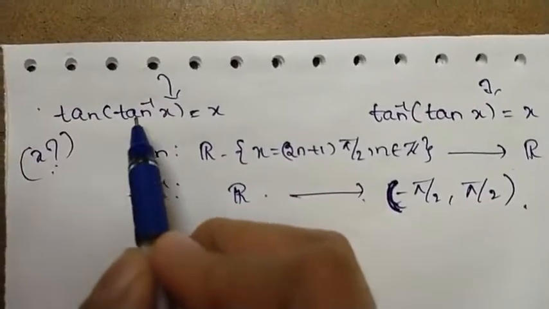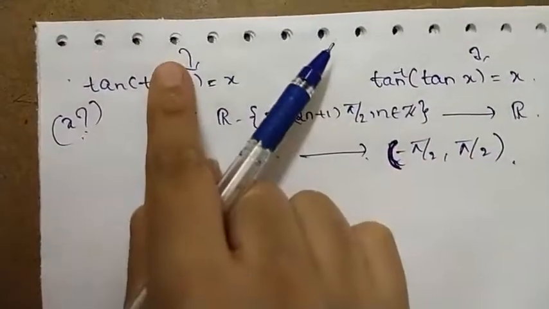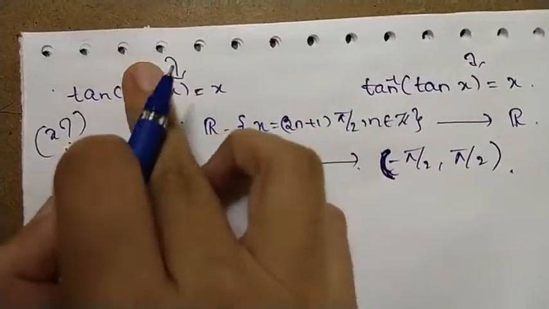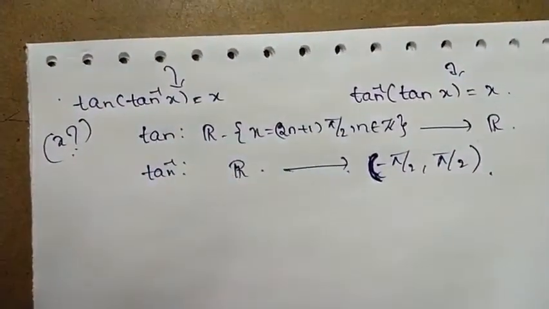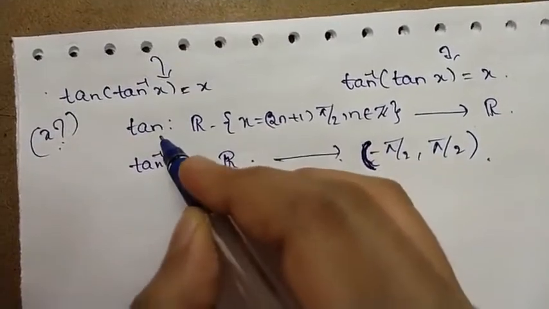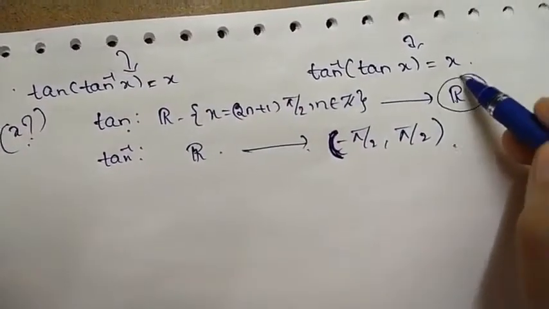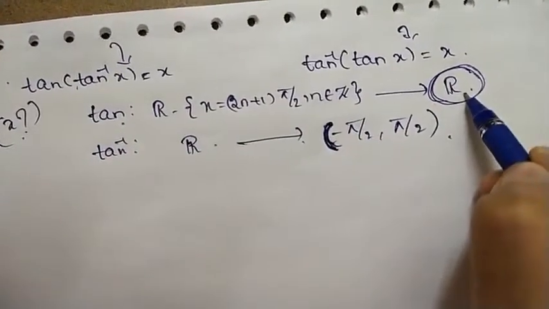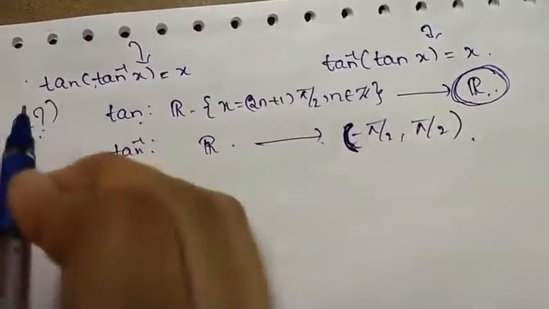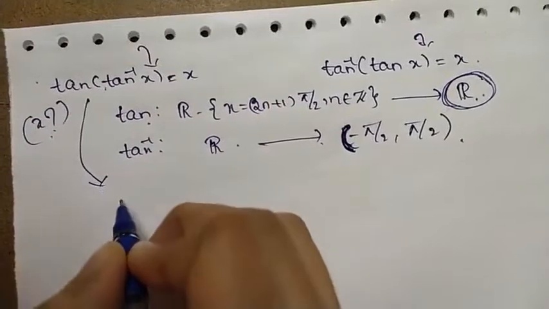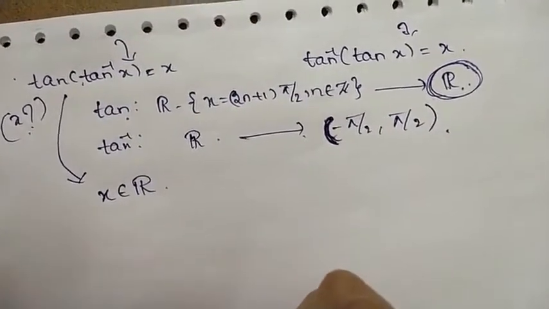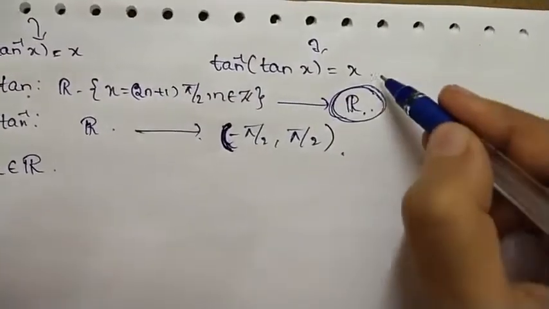Now tan of tan inverse of x. Here, if I take tan inverse x as a whole, it is like tan of x. Where is tan x going to lie? It is going to lie in the range of the tan function. So what is the range of the tan function? It is the set of real numbers. So what is x in this case? The x in this case belongs to the set of real numbers. Then what is here?